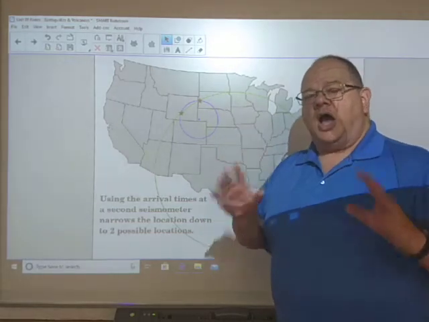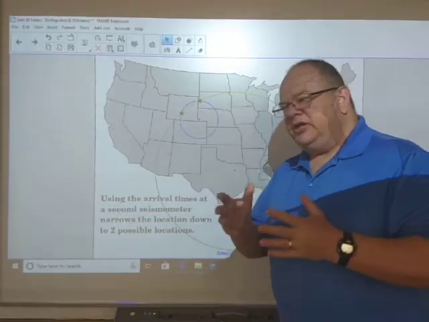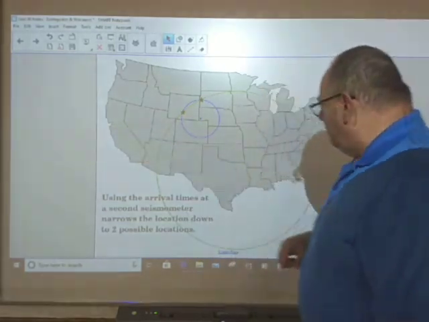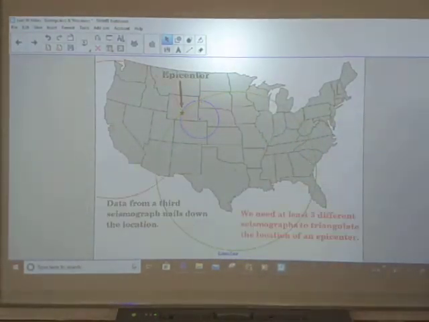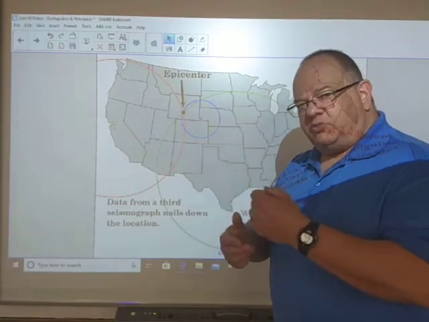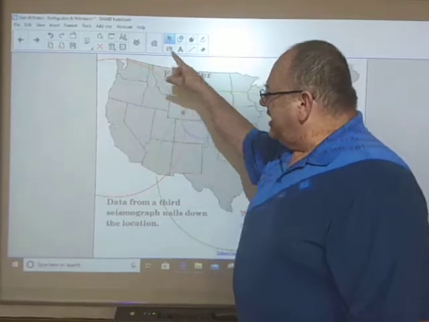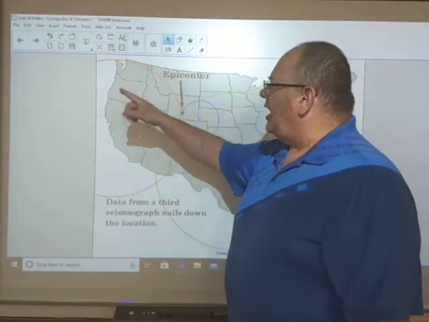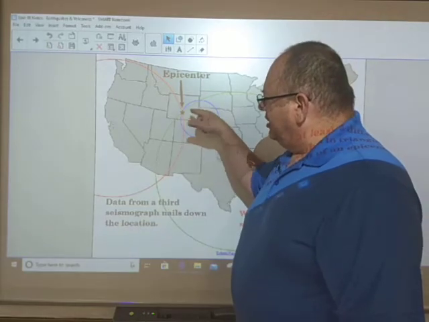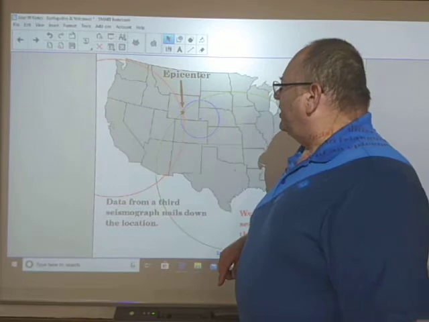Okay. How do we figure out which one? We need a third station, hence triangulation. So I got another station over here in California. We measure when the P wave arrival and the S wave arrival, we take the difference, figure out how far away it is, and we draw that circle. And the point at which all three overlap tells us the epicenter of that earthquake.